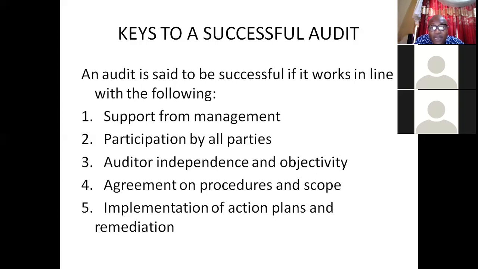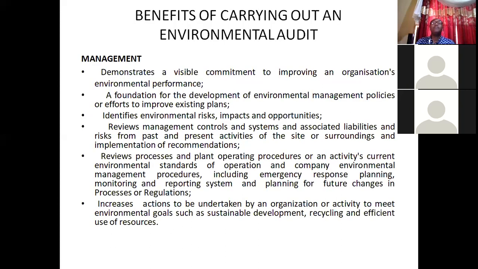Implementation of action plan and remediation is also very, very important. So, what are the benefits of carrying out an environmental audit? You are an auditor. You want to go and do a presentation in the company. You want the company to tell you to do an audit. Or you are an HSE manager. You want your company to do an audit. They will ask you, what is the benefit of the audit for us?